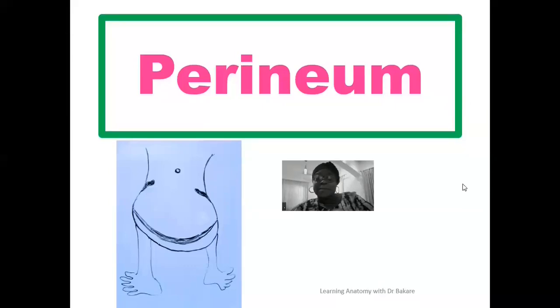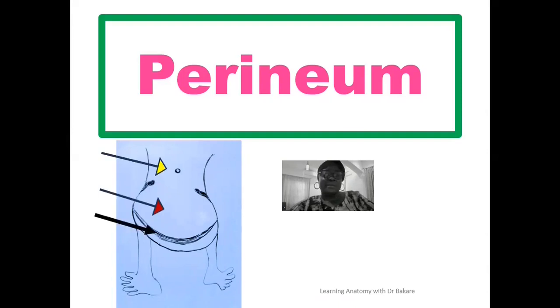Welcome. Let's look at the perineum. Using this image by the side here, this is where we have the abdominal cavity up here. And we know that inferior to the abdominal cavity, we have the pelvic cavity. The inferior limit of the pelvic cavity is formed by the pelvic floor. And this is what is carried here in black.